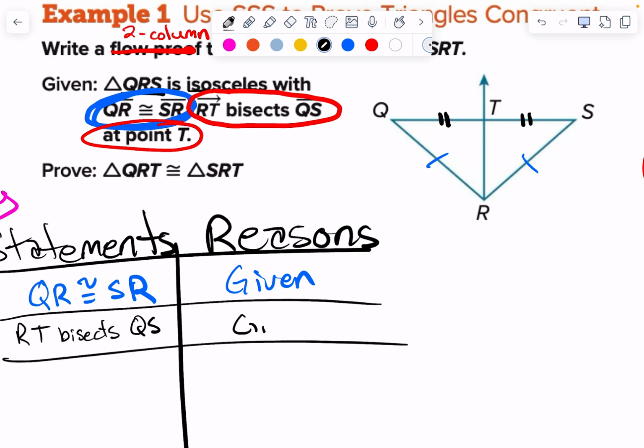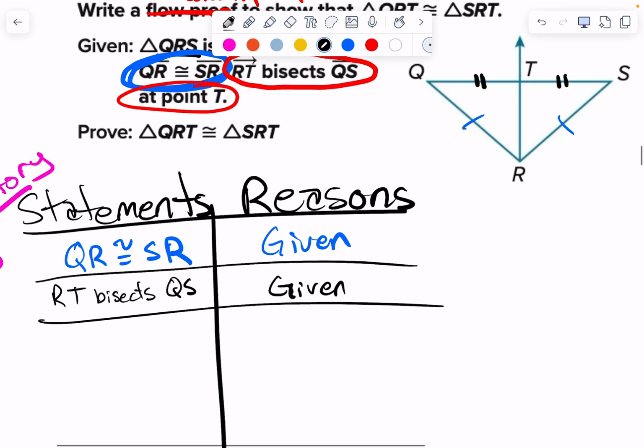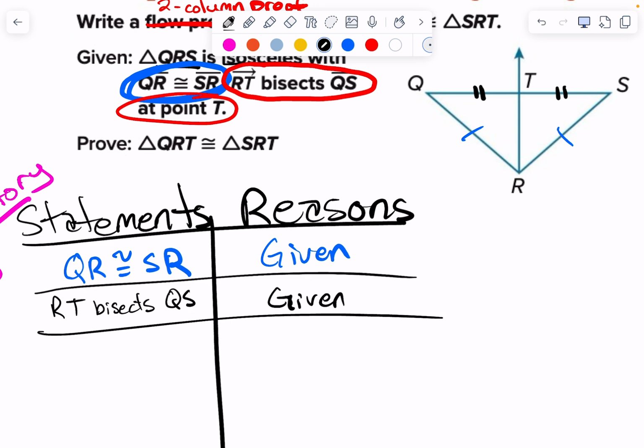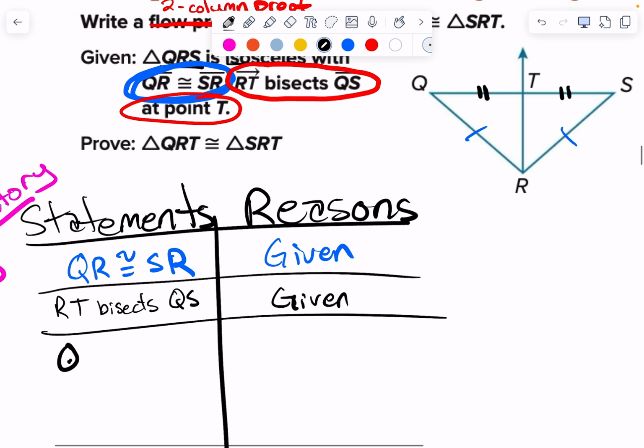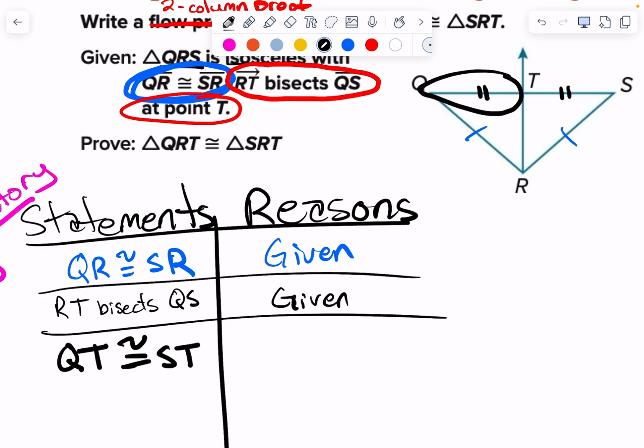Well, how do I know that? Because it's given. Okay? Now, that doesn't right now give me another side because I have to write that side down, right? So if RT is bisecting QS, I know that QT will be the same as what? ST, right? QT is the same as ST. Got it? Now, how do I know that?